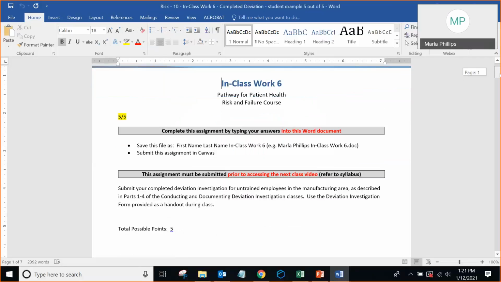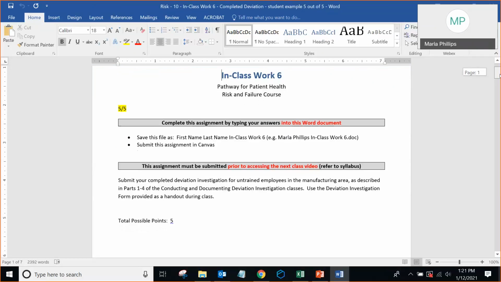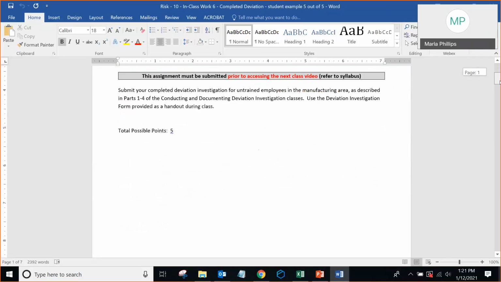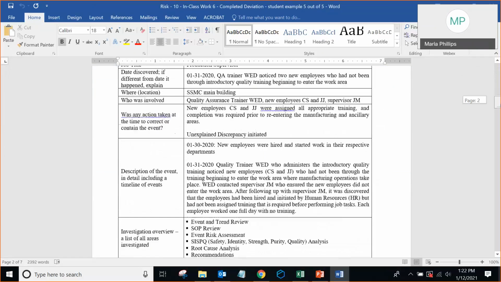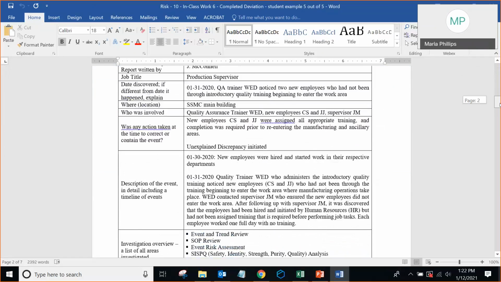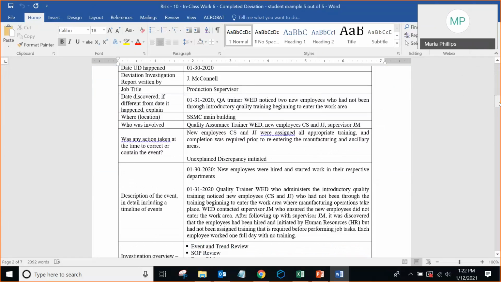Here's an example from a student that got a 5 out of 5, and I will say that this is a very complete response. So the students don't have to be this complete, but it gives you a feel for what to look for. The first part of this form was filled out earlier in the assignments, where they had to basically start the investigation. So this should be pretty complete based on previous assignments that they've done.